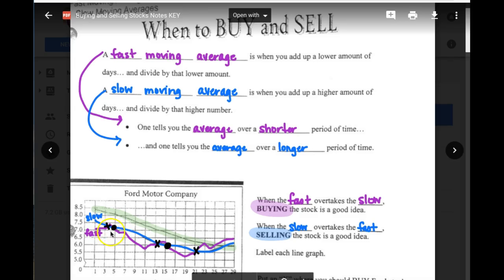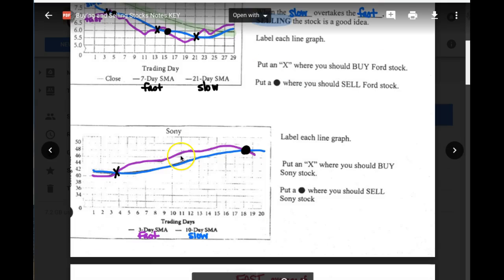And so we go through this and we do a little graph with them looking at the Ford Motor Company, highlighting the fast and the slow moving averages. And we put an X to indicate when would be a good time to buy, and we use a circle or a dot to indicate when would be a good time to sell. So after we go through this example, I think I have another one. Yep, another example right there, a more simple one.